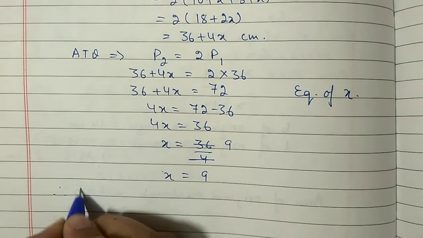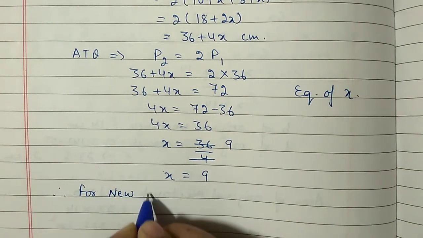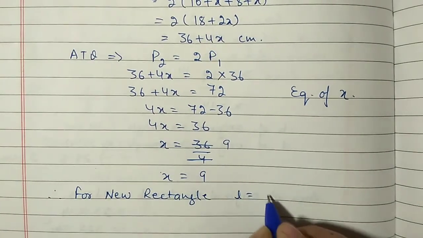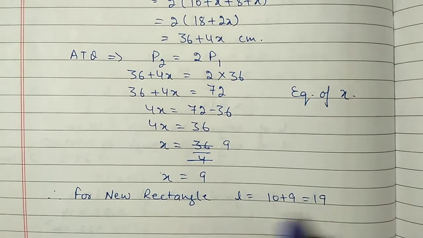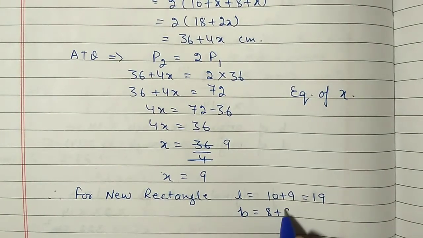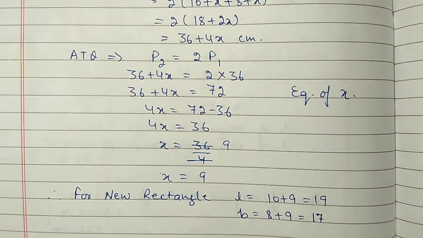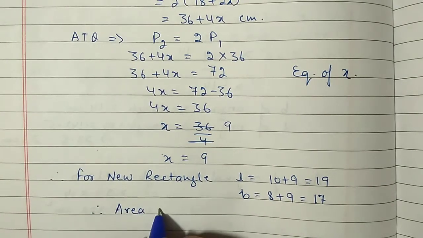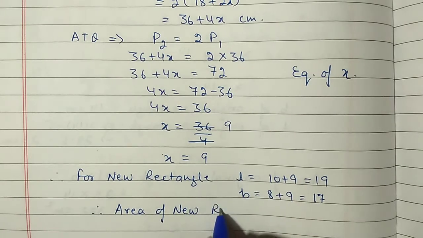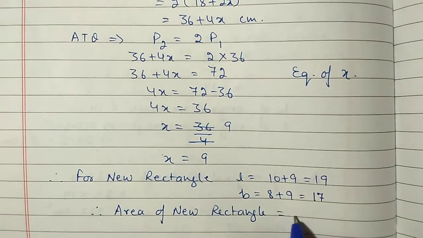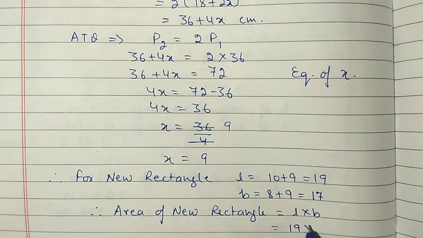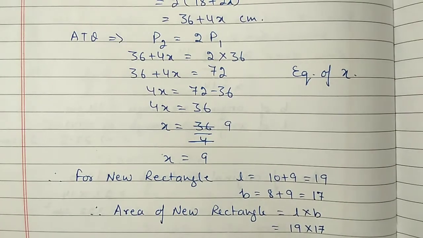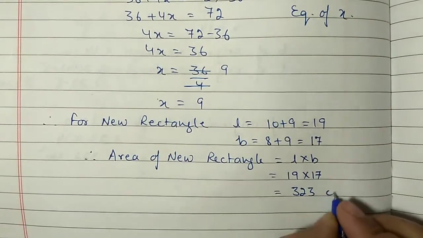Therefore, for the new rectangle, length is 10 plus x, means 10 plus 9, 19, and breadth is 8 plus 9, which is 17, and we have to find out the area for the new rectangle. Therefore, area of new rectangle is equal to length into breadth, 19 into 17. So after multiplication we will get 323 centimeter square.